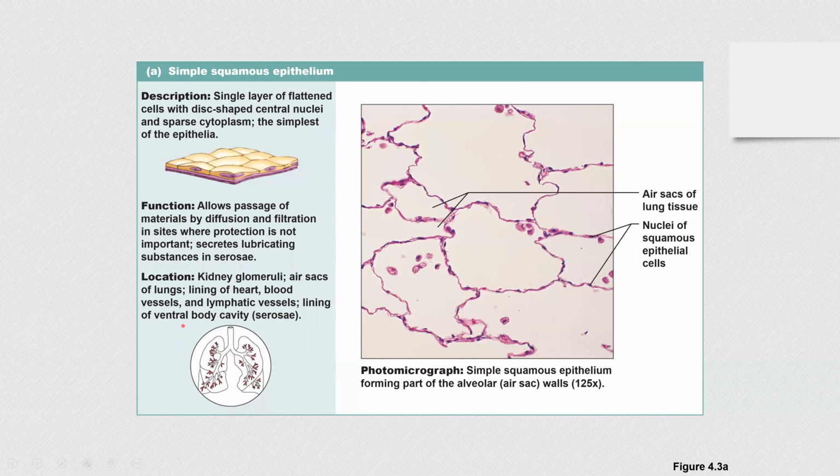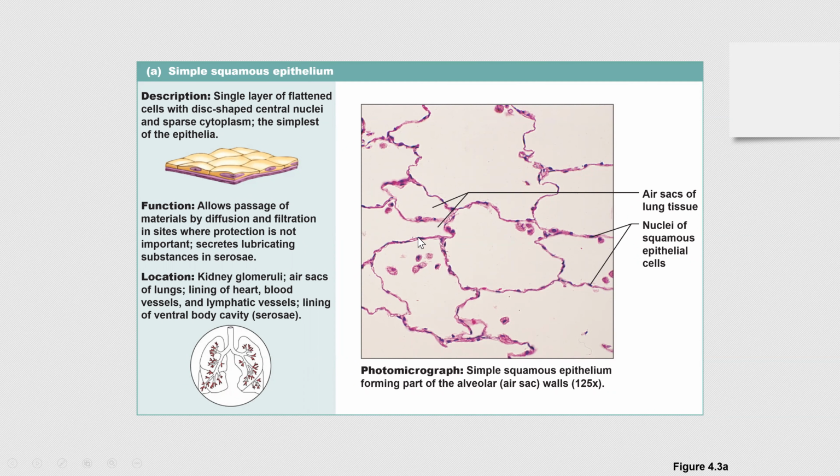Now, what do we need to know about tissues? We need to know description, and that means structure. We need to know function and common location. So a simple squamous epithelial, a single layer of flat cells, right, because it's simple, with disc-shaped central nuclei and sparse cytoplasm, the simplest of the epithelia.